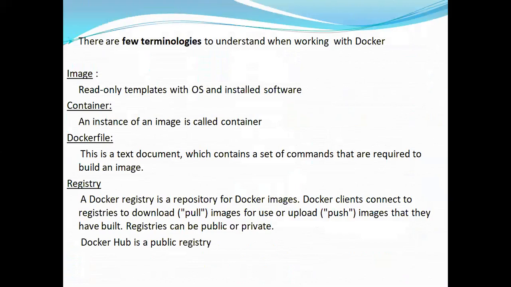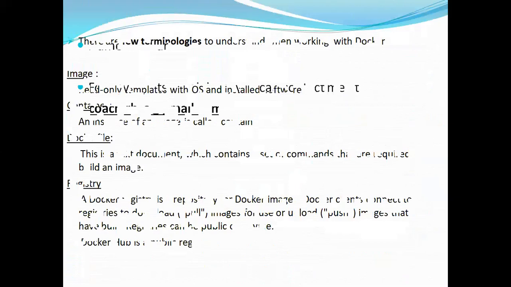Registry is a repository of Docker images. Okay, Docker Hub contains thousands of images. All right, so if you want to download any images, you have a command called Docker pull, and if you have done some build and you want to push it to your repository or Docker Hub, then you have a command called Docker push. Okay, so Docker Hub is a public registry.